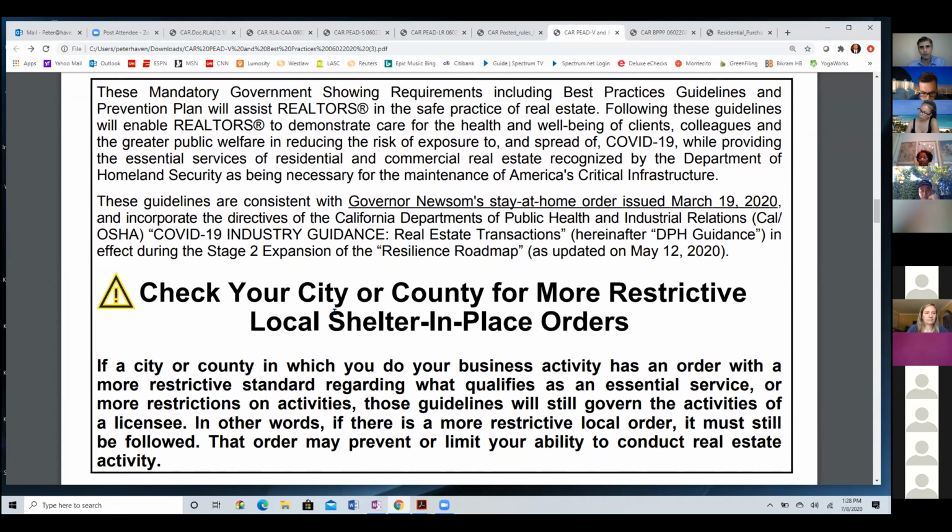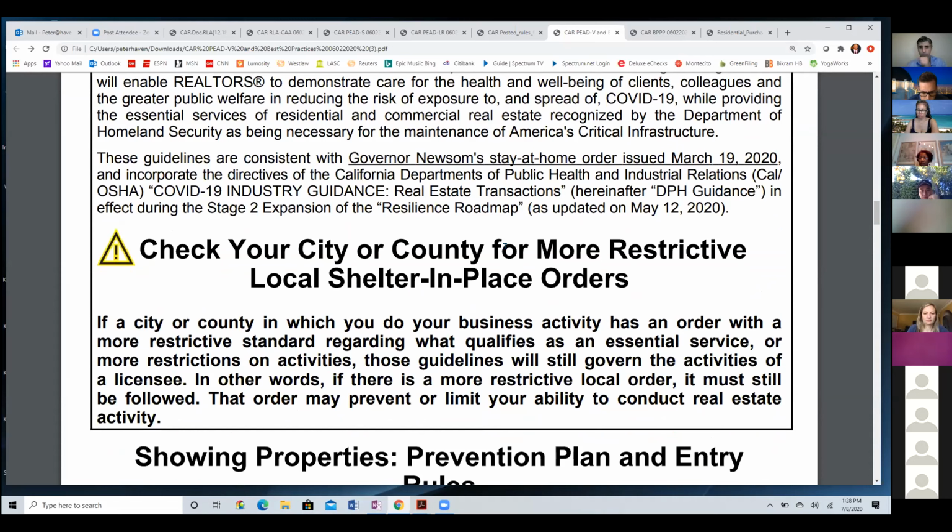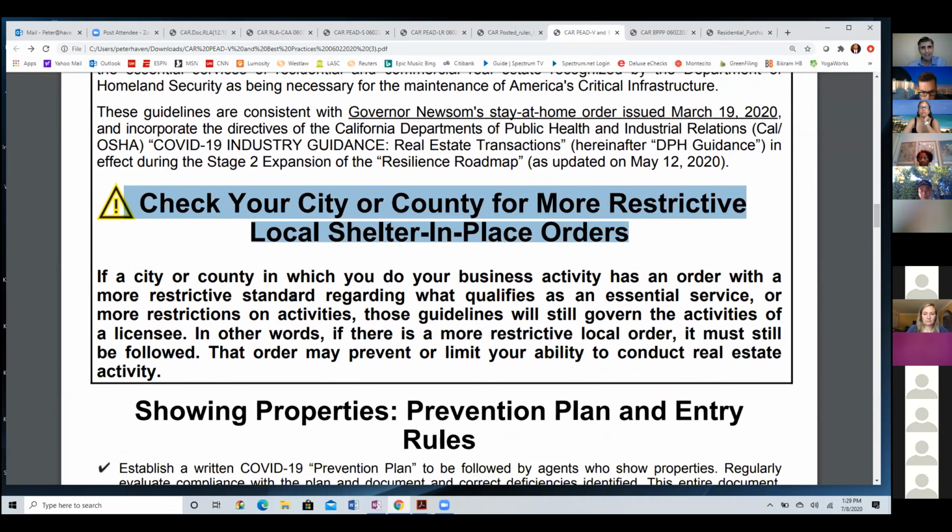So if your local city or county have issued more restrictive orders than CAR is telling you, you've got to comply with those orders. And remember, CAR has cities and counties up and down the state of California. So they're not dialed in to LA city orders. They're not dialed into San Francisco city orders per se. I think they're aware of them, but they're telling us it's your job to comply with the local orders, not ours.